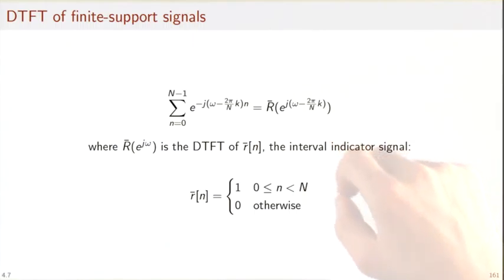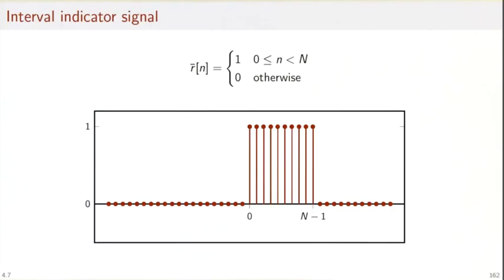This r over bar is actually the DTFT of the interval indicator signal, so the interval indicator is 0 elsewhere but 1 on the interval 0 to capital N minus 1. So we show here r over bar, simply in the case of N equal to, well, let's count, must be 9 or something like this in this case here. Very simple elementary signal, and we're going to calculate the DTFT of this r over bar signal.